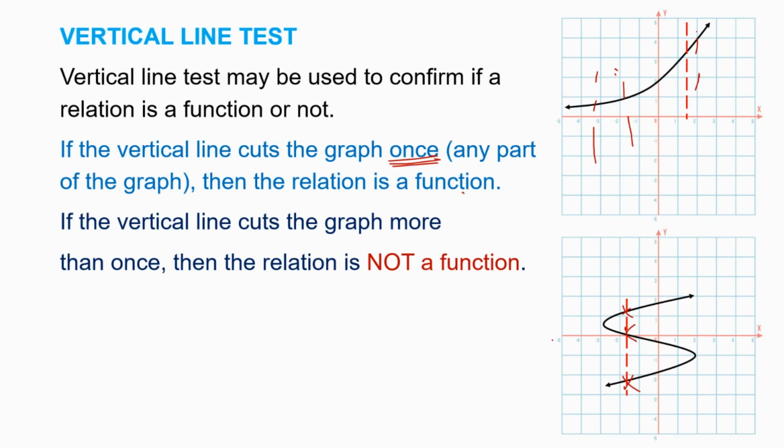So we use the vertical line test to test if a relation is a function or not. That's why a circle is not a function, because the vertical line will cut it twice.